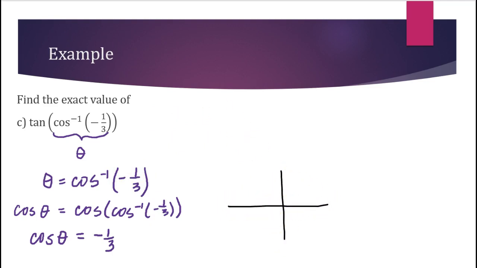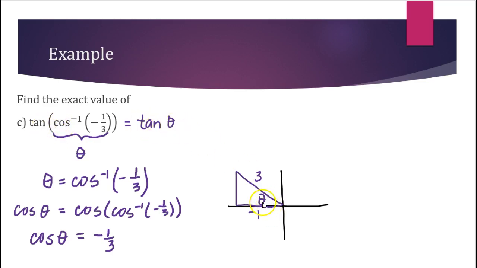So what I'm going to do is draw a triangle in quadrant 2 with my interior angle there as theta, and I know now that cosine of theta is -1/3, which means that the adjacent side, since cosine is adjacent over hypotenuse, is -1 and the hypotenuse is 3. So this original problem becomes evaluate tangent of theta, because I let cosine inverse of -1/3 equal theta. So now I want tangent of theta.